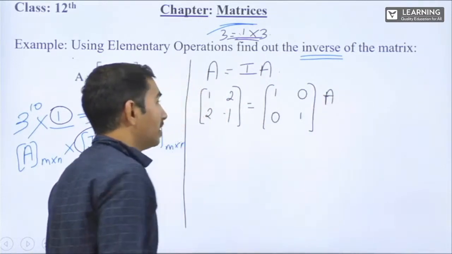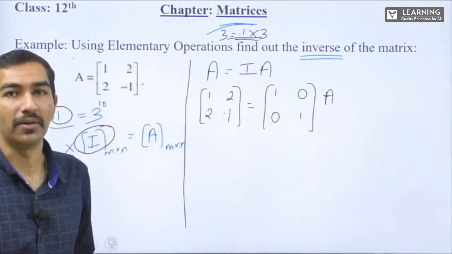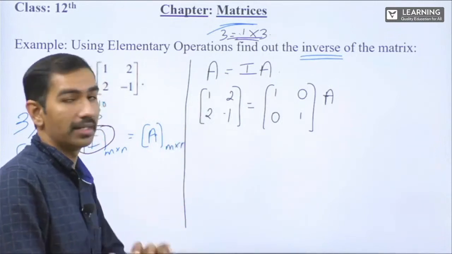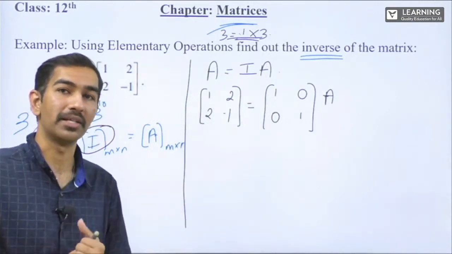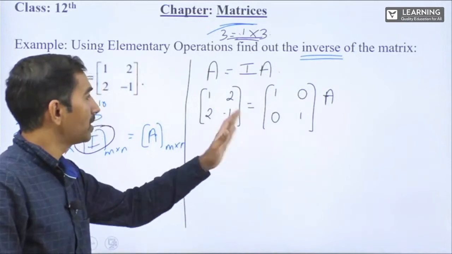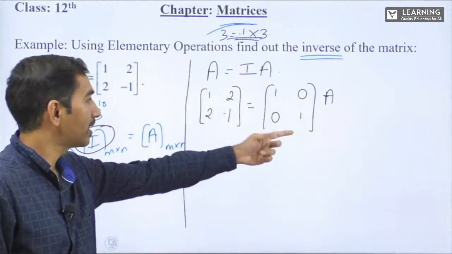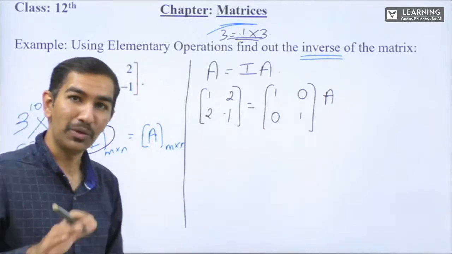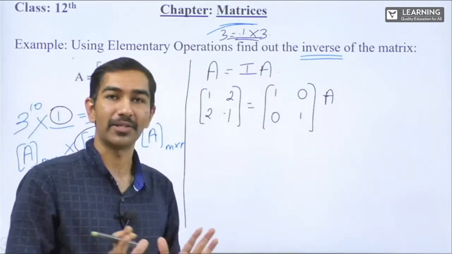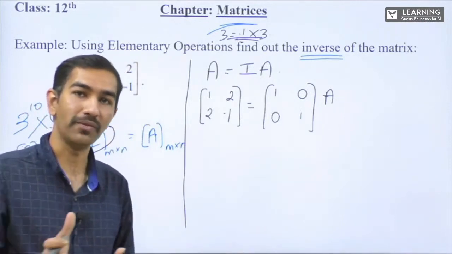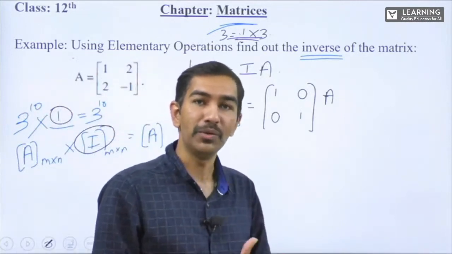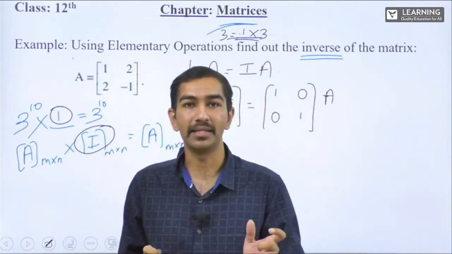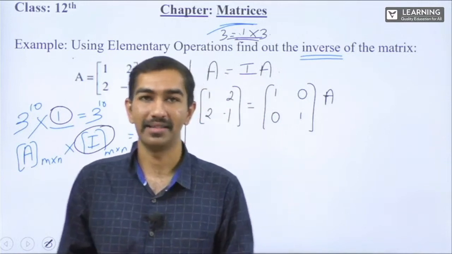Now students, it is very simple. Understand, how do we find the multiplicative inverse, the inverse of a matrix, by using elementary operations? You see, we have two sides here, left hand side and right hand side. And on the right hand side, we have the identity matrix. Now your goal is to get that identity matrix to the left hand side. That's all. If you achieve that goal, your inverse will be ready automatically. But how do we get the identity matrix on the left hand side?